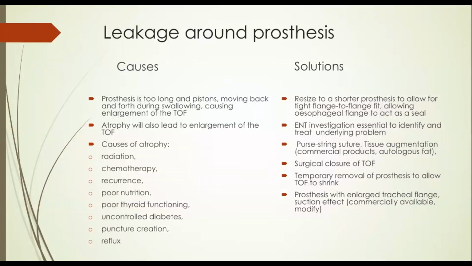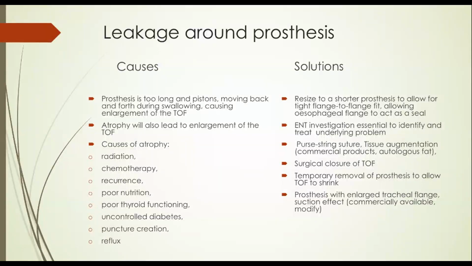Poor nutrition. So for the poor nutrition, we need to refer to our colleagues in dietetics just to manage that optimally. There could be poor thyroid functioning, there could be uncontrolled diabetes. And again, there we need to look at the medical management of that, and is that optimum? Puncture creation can also result in the trough expanding. And then reflux is the other issue that comes up in very many patients. And we often refer patients for a PPI for treatment of the reflux.